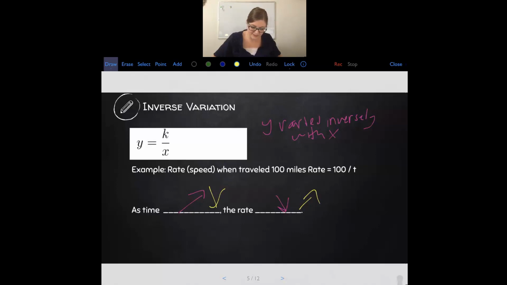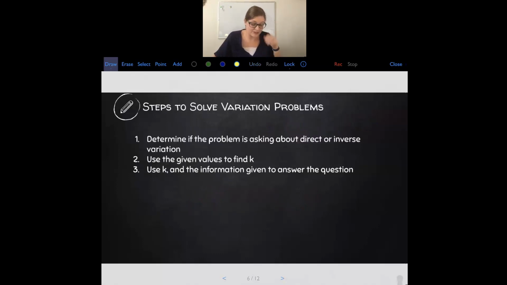So let's do some examples. Or actually, let's talk about steps to solve. First, determine if the problem is asking about direct or inverse variation. If it's asking about direct, you want to think multiplication. If it's talking about inverse, you want to be thinking of division. Then use the given values to find k, and then you'll use k and the information given to answer the actual question it's asking. Now let's do some examples.